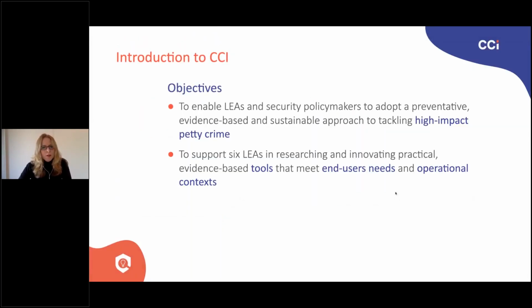So in terms of our objectives, our main ones are to enable law enforcement agencies and security policymakers to adopt a preventative, evidence-based and sustainable approach to tackling high-impact petty crime, to also support 6 law enforcement agencies in researching and innovating practical evidence-based tools that meet end-user needs and operational contexts.